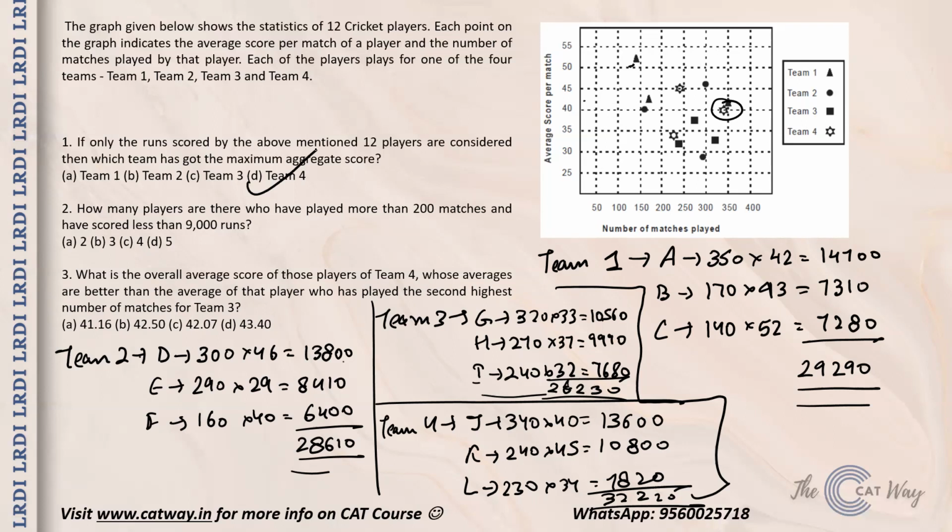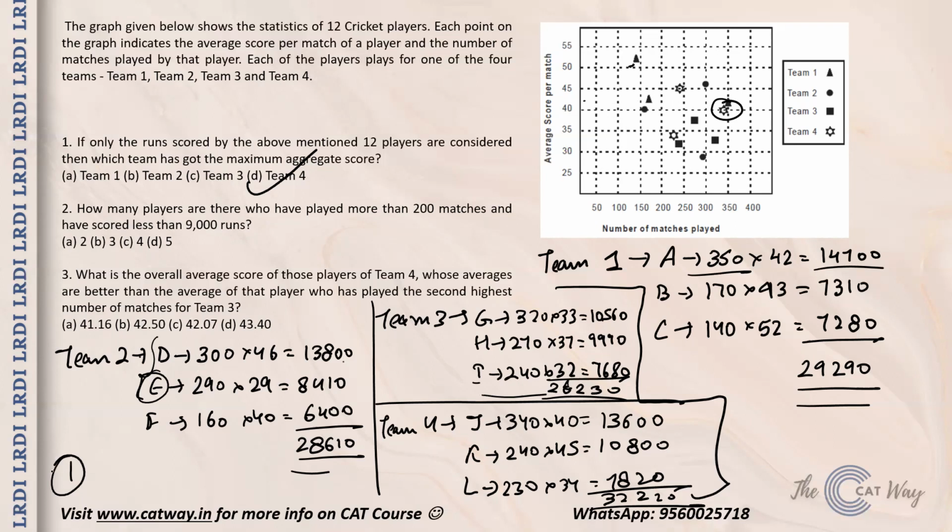Okay, question number 2. How many players are there who have played more than 200 matches and scored less than 9,000 runs? So here in team 1 we have A with more than 200 matches. He has scored more than 9,000 runs. In team 2 we have these two players and he has not scored 9,000 runs. Okay, so we have one player.